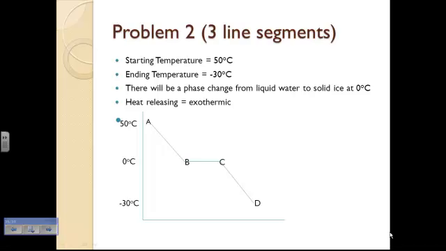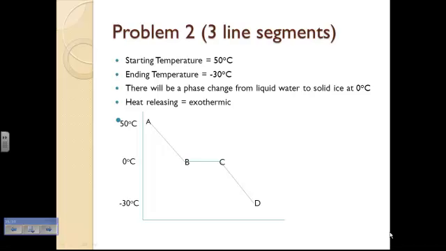We know we have a starting temperature at 50 degrees. Place 50 degrees up high on your y-axis. The ending temperature is negative 30 degrees. Place that down low. And what other temperature must we account for between positive 50 and negative 30? Well, that's 0 degrees, where we know water will change phase from a liquid to a solid ice. So the 3 important temperatures we need to account for are 50, our starting point, 0, our phase change, and negative 30, the final temperature.